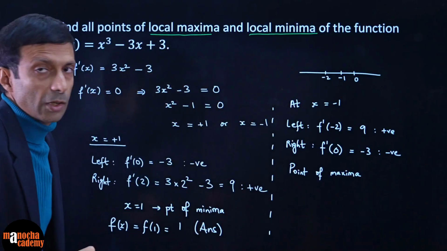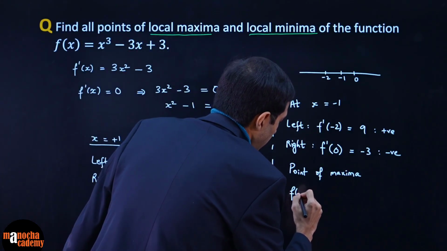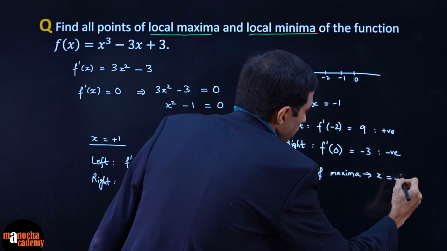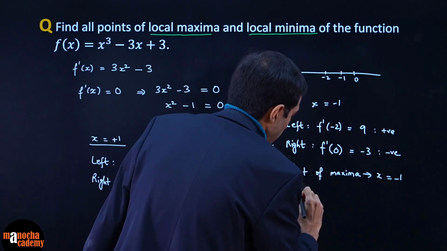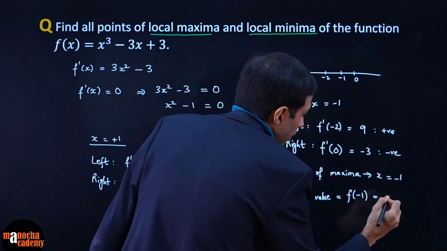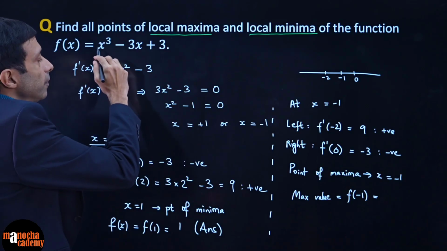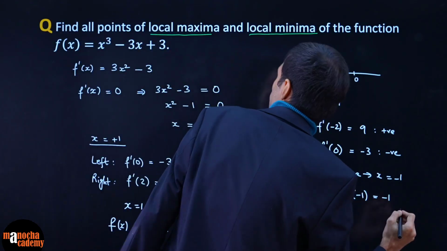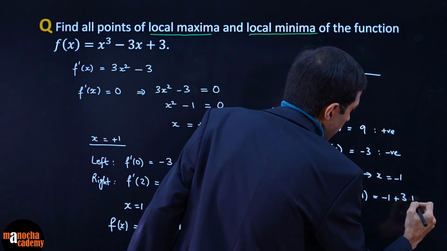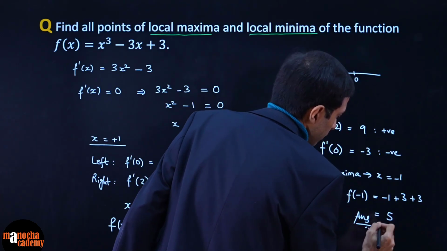Make sense? It is a point of maxima, and so we can say the point of maxima is x equal to minus 1, and what will be the value? So the max value will be f of minus 1. Note that carefully. I have to put minus 1 into my original formula. So minus 1 cube is minus 1. Minus 1 times that is plus 3 and another plus 3. So I think the maximum value we are getting for this is 5. Is that clear?